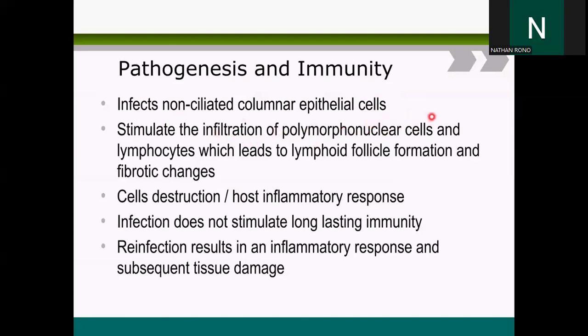These polymorphonuclear cells are basically neutrophils, which lead to lymphoid follicular formation and fibrotic changes. This is going to lead to cell destruction and an inflammatory response by the host. So the fevers and all those. The infection does not stimulate long-lasting immunity. Reinfection results in an inflammatory response and subsequent tissue damage.